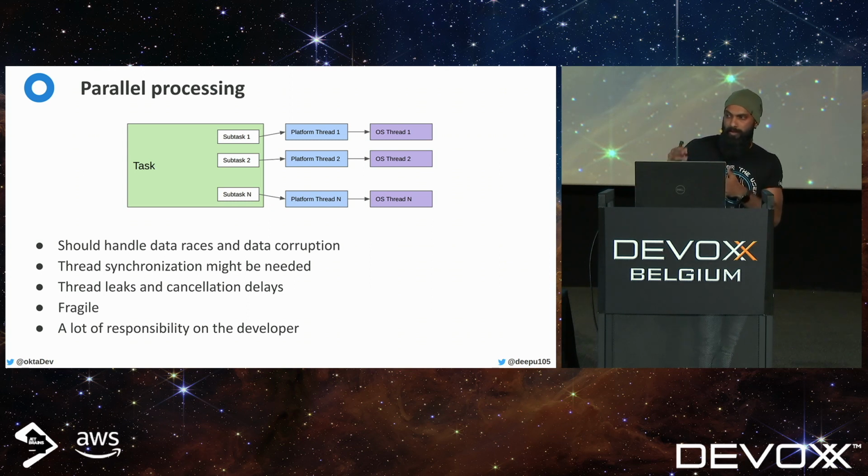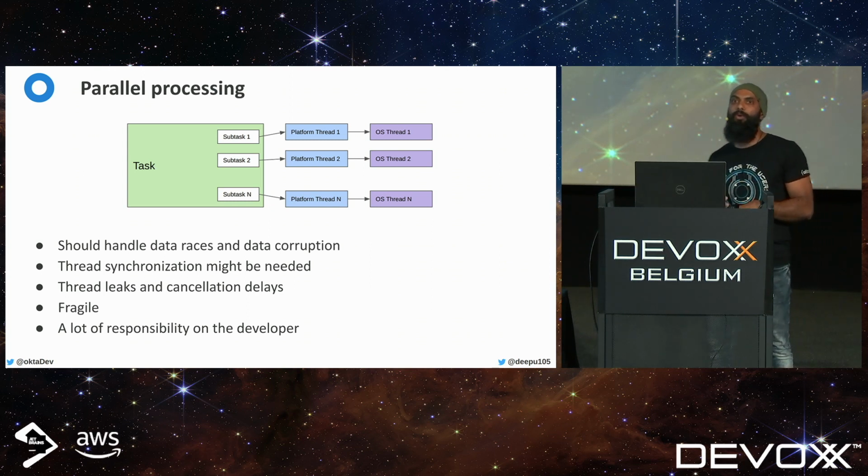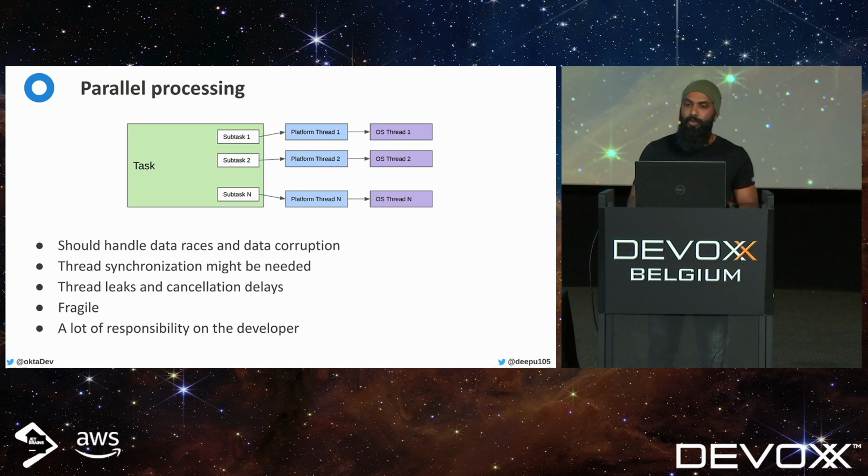If you go for the parallel processing model in Java, you still have to do a lot of work yourself. You have to write solutions to avoid data corruptions. You have to write solutions to avoid data races in this kind of setup.